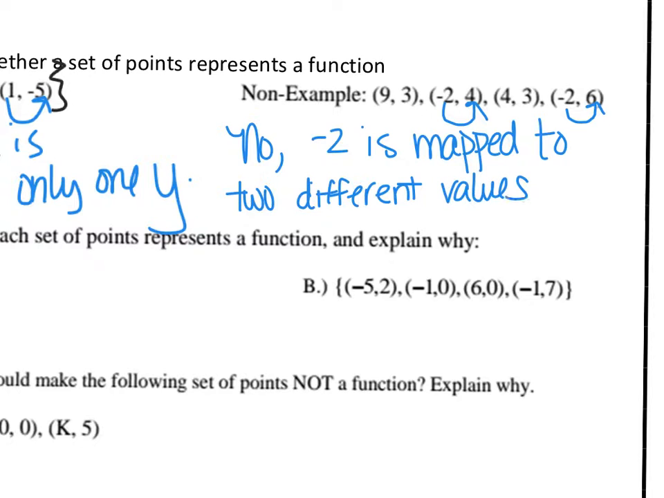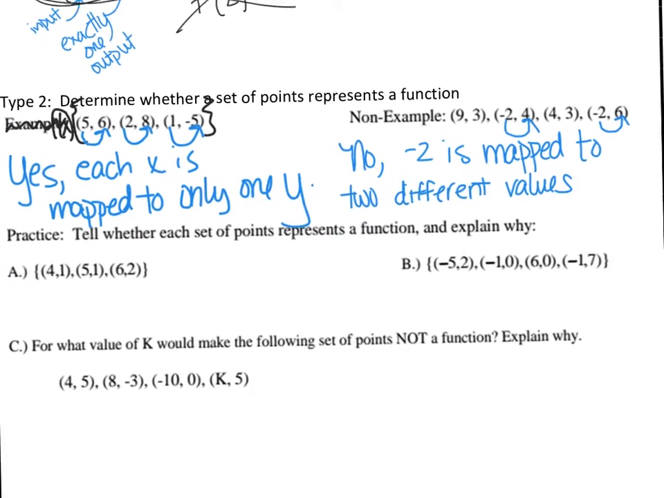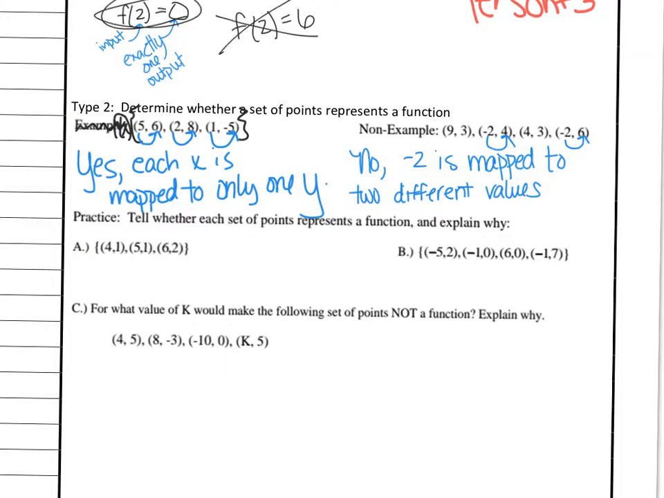All right, now, for these function questions, they're going to ask for an explanation. So my recommendation to you is to memorize this. Yes, each x is mapped to only one y. That's the definition of a function. And then if it's a non-example where it's not true, you say no, and then you point out the value that's mapped to two different values.